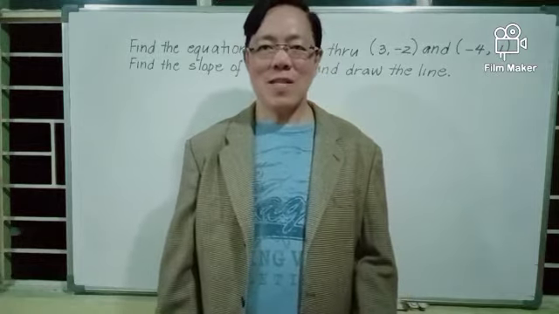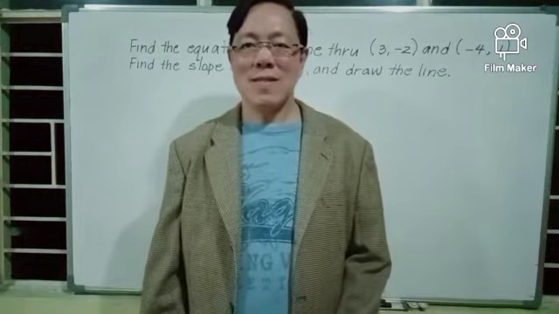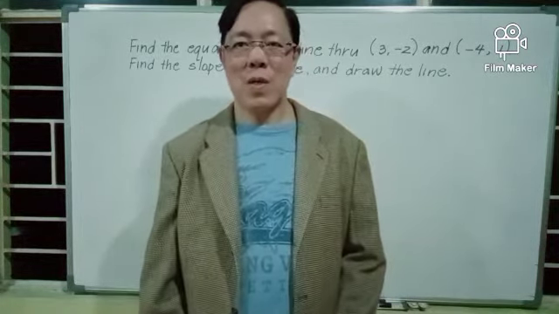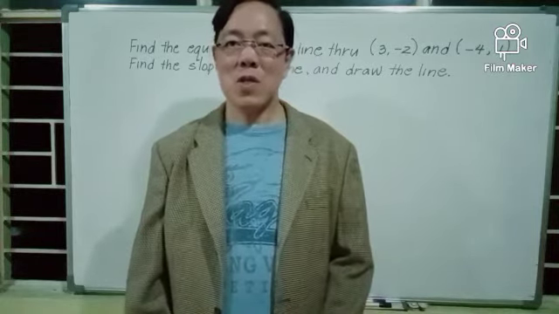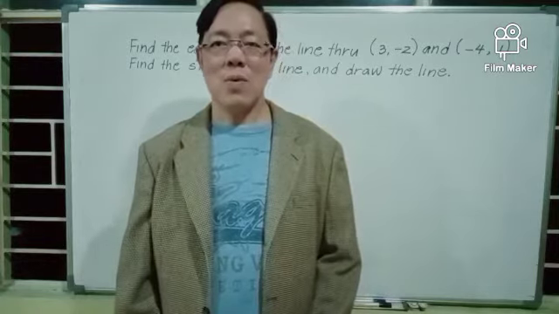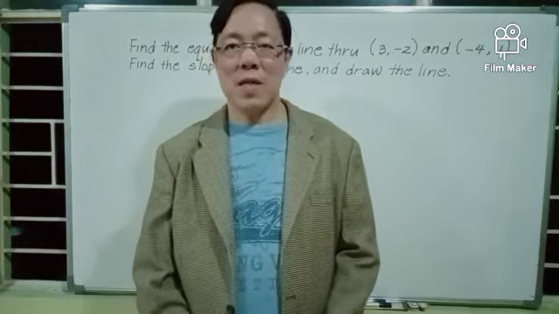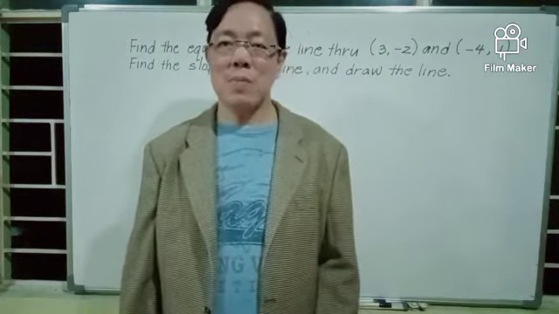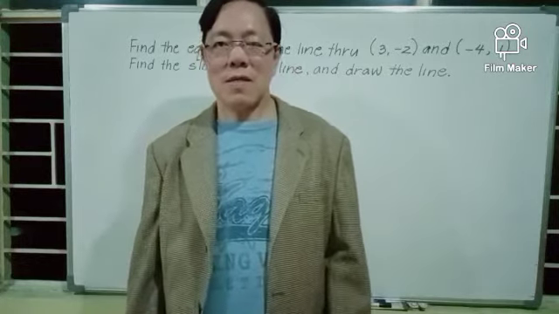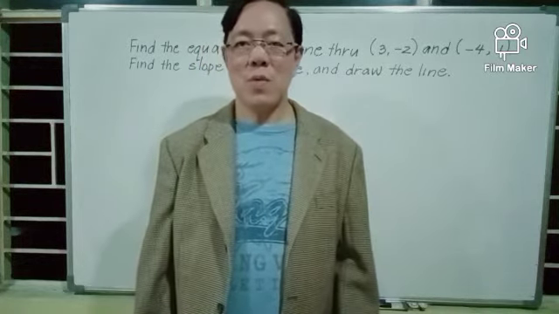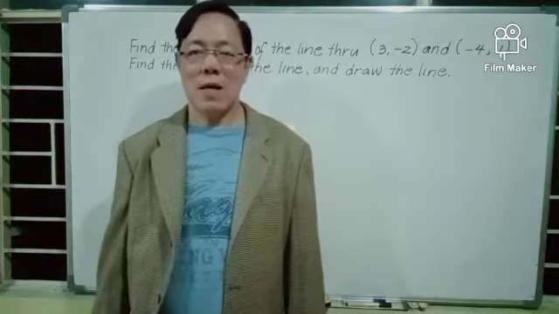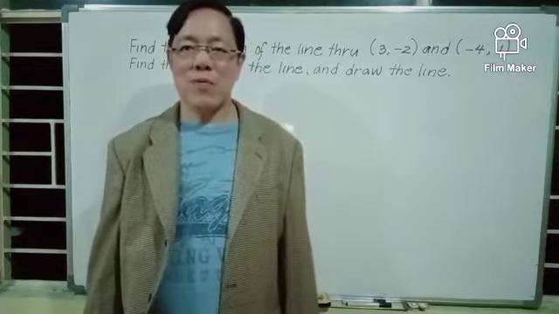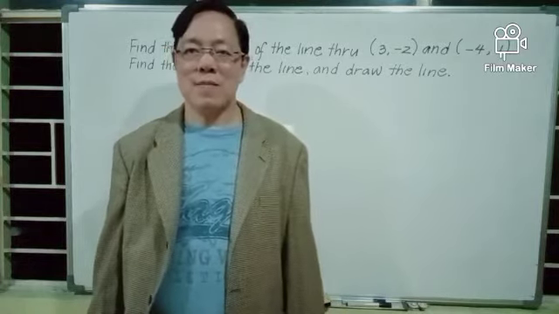For today's lesson, we will take examples for using the two-point form of equation of a line. That is, we will find an equation of a line through the given points. That is, 2 points are given and we will find the equation of the line passing through the two given points, and we will use the two-point form of equation of a line.